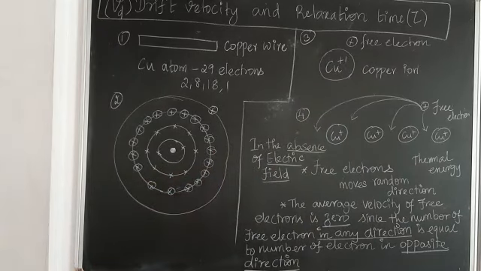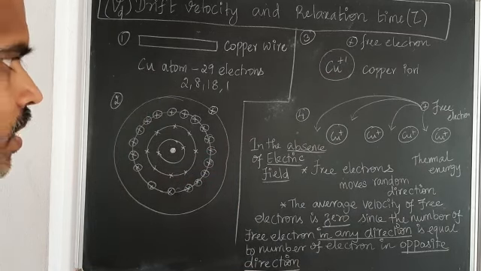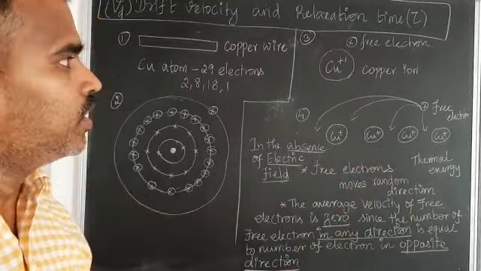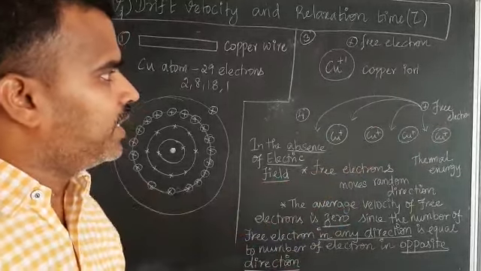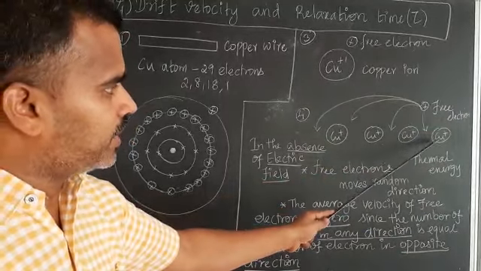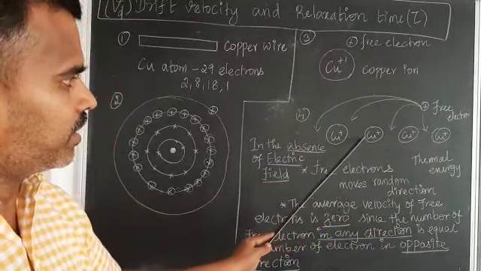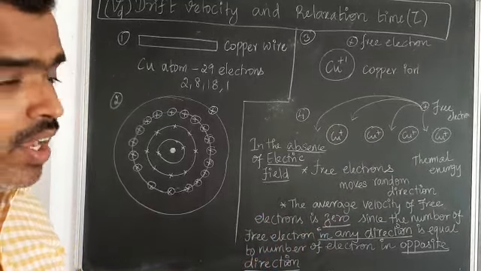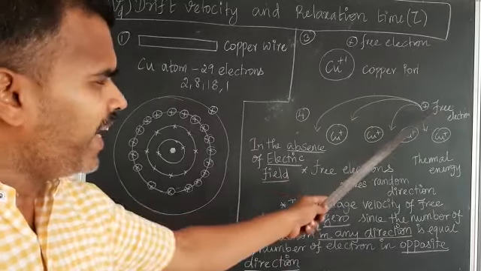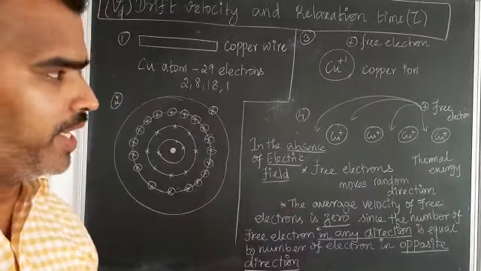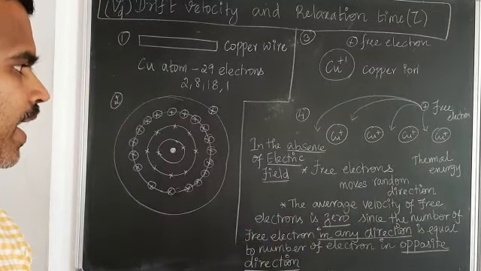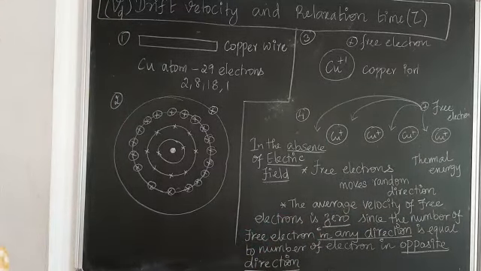Similarly, we have considered only one copper atom, but the material consists of a number of copper atoms, so we have many copper ions. Any free electron can come closer to this copper ion, or this one, or this one, anywhere it can go in the absence of an electric field. Why does it move? Due to thermal energy. This velocity of the free electron is called thermal velocity, and the average velocity of the electrons is 0.